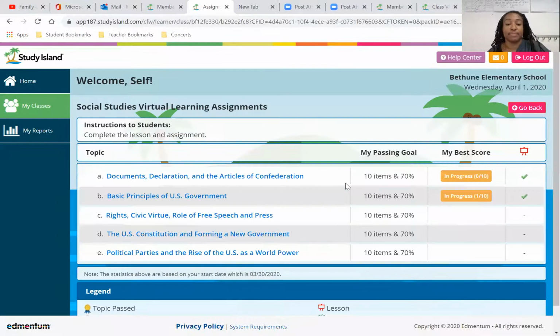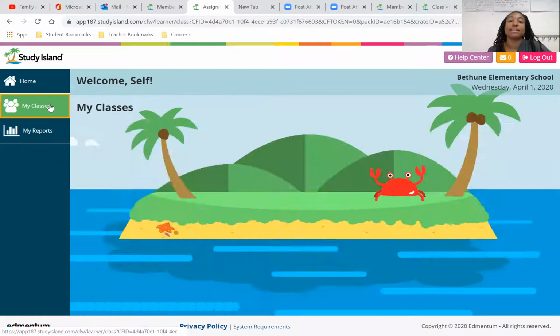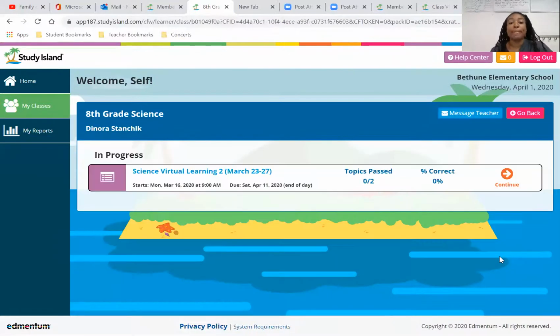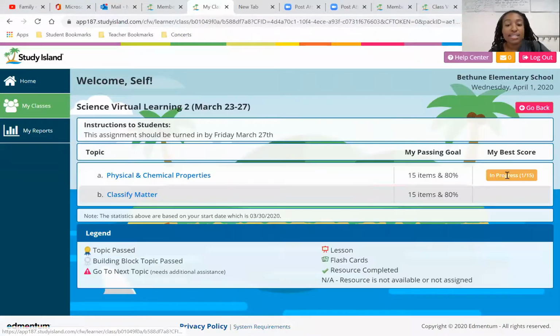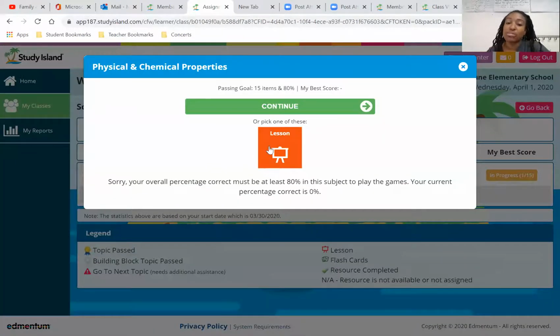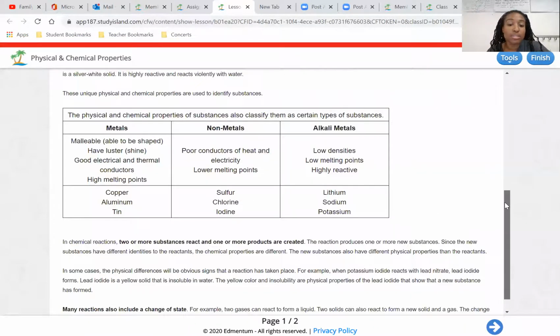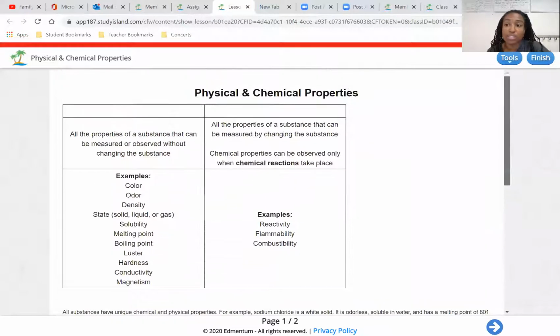I'm done. Then I'm going to go back to my classes and I'm going to go over here to science. Science. I go into science, physical and chemical properties. I need to do that lesson. I need some help. So I'm going to look at the physical and chemical properties, scroll down, a lot of notes, a lot of information.